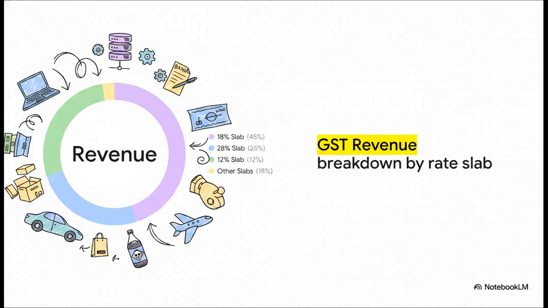To figure out the actual math, India uses a multi-tier rate structure. The slabs are 0, 5, 12, 18, and 28%. And if we look at the 2023 to 2024 fiscal year, that 18% standard slab, that is the absolute workhorse. It covers most services, banking, IT, and capital goods. And it pulled in a whopping 45% of all GST revenue.